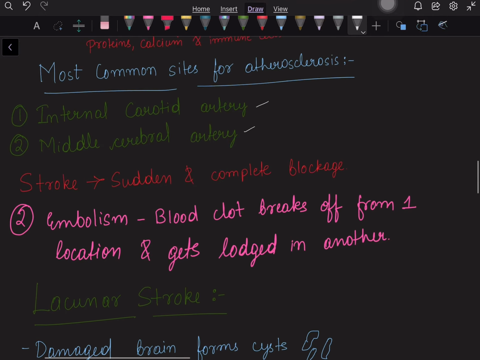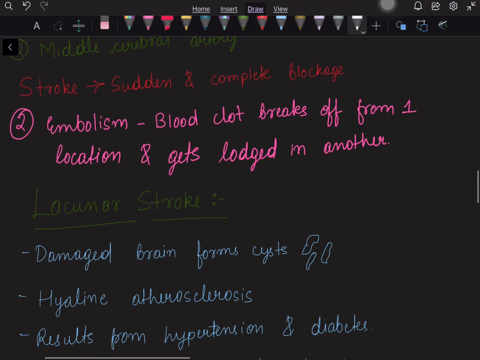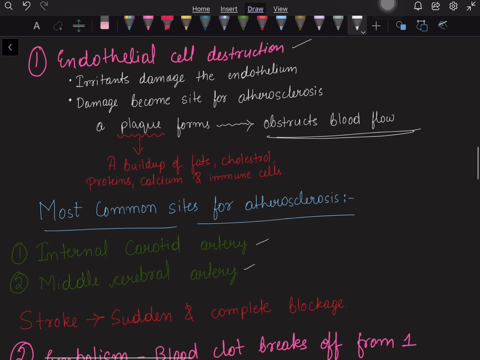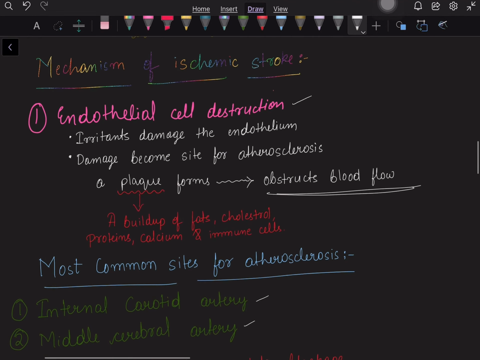The second mechanism is embolism. A blood clot breaks off from one location and gets lodged in another. This is known as embolism. The two main mechanisms are embolism and endothelial cell destruction.